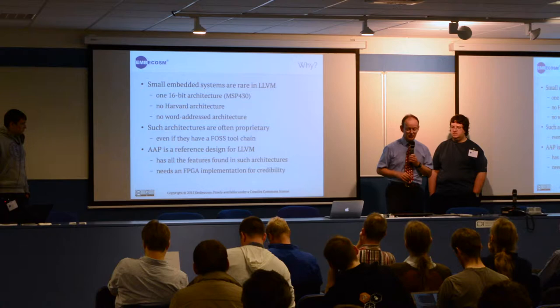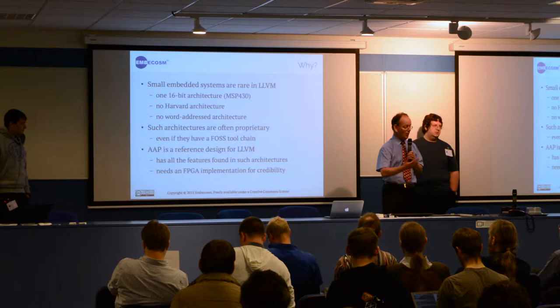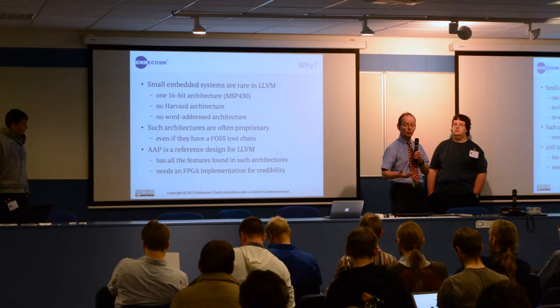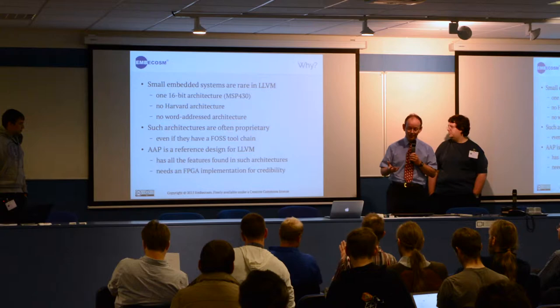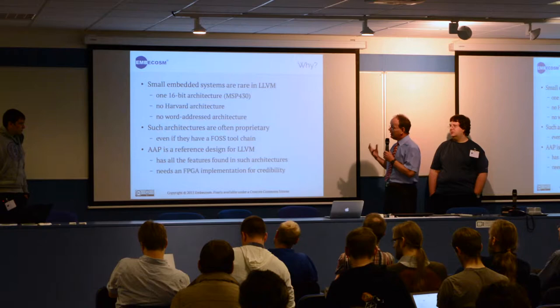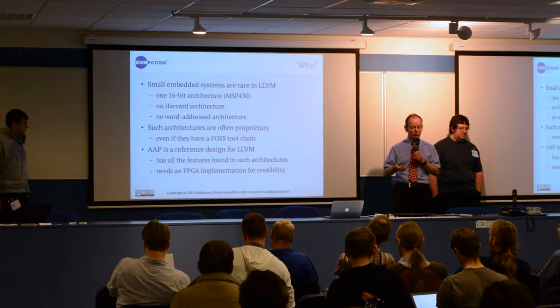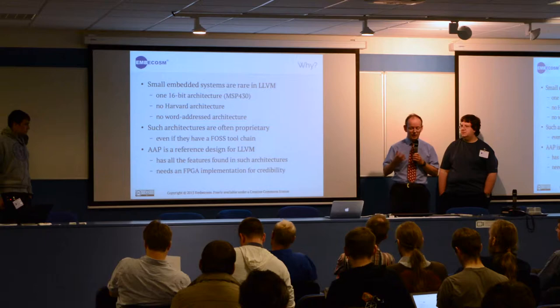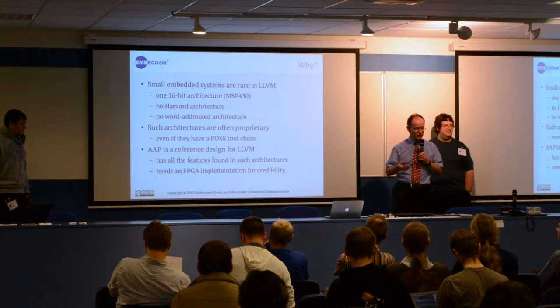And when we talk to our customers, they've got this big worry. They're developing this compiler, there's no architecture like it in LLVM, so LLVM may change under their feet just as they're about to release their tool and their compiler. So what they really want is a processor that we can push upstream that has all the features that they may need. So AAP is a reference design for LLVM that has all the features that cause real grief from a compiler perspective in deeply embedded architectures. It is, from a compiler perspective, the architecture from hell. But by putting it into LLVM, we want to make sure that LLVM can compile architectures no matter where they come from.